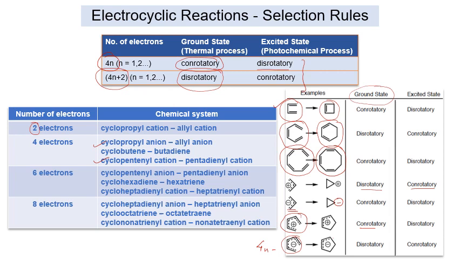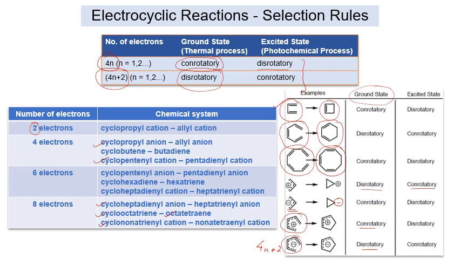Then these will be 4N plus 2 type of systems, 6 electron systems. Obviously, in thermal state, this will undergo a disrotatory electrocyclic reaction. We can then go on to higher electron systems, in which we can see the cycloheptadienyl anion and the heptatrienyl anion. We can see the cyclooctatriene system, which will give you the octatetraene type of skeleton, and we can go to cationic systems, and we can see the cyclononatrienyl cation and the nonatetraenyl cation systems. We'll see examples of all these systems.